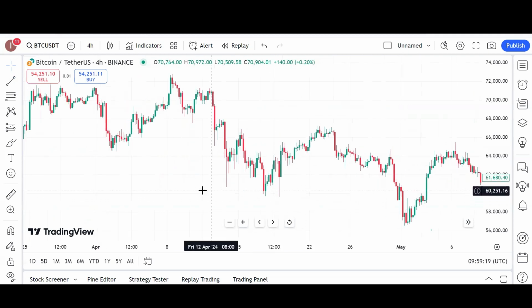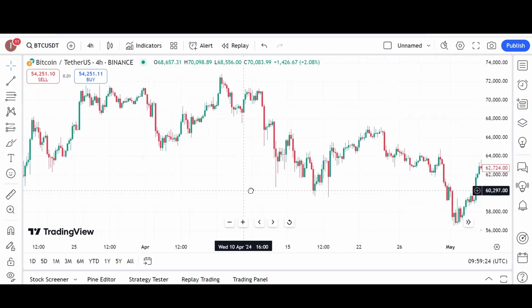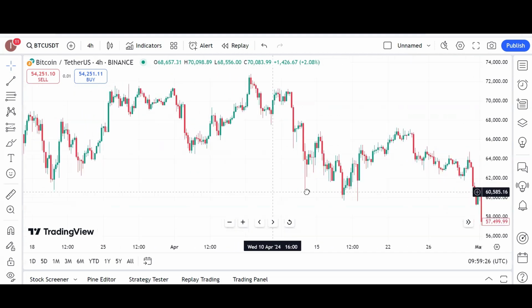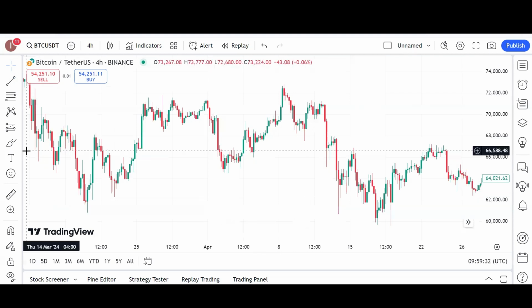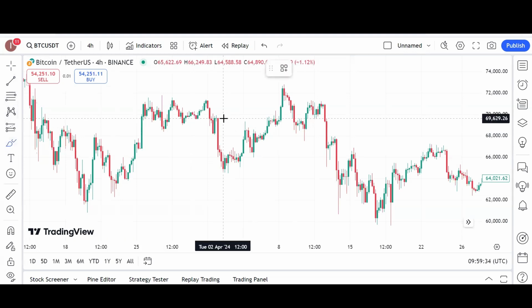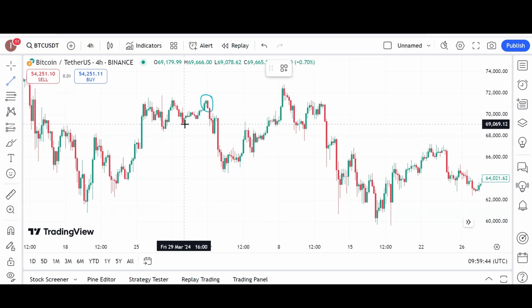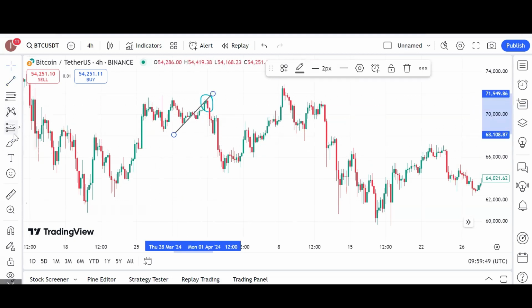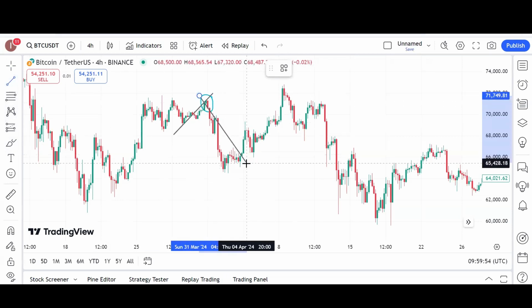Okay, this is all the key requirement of this pattern. The market must be in an uptrend. As you can see again, I can show you another example. Here the bearish engulfing candle appears and engulfs the previous green one. The market was before in the upward direction, and after the bearish engulfing candle appears, the market goes downward.